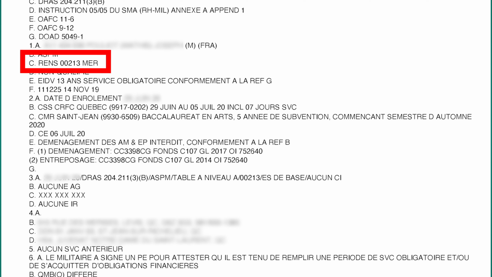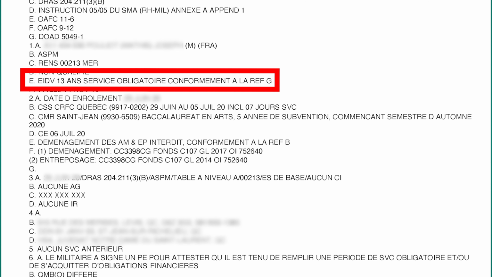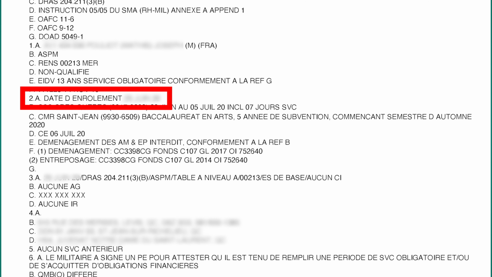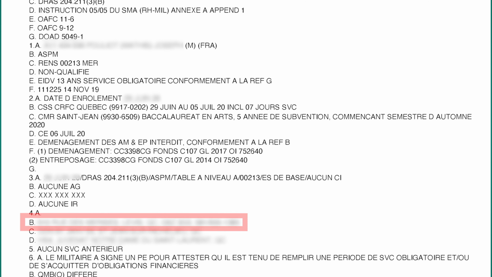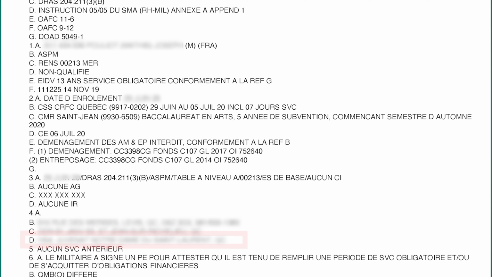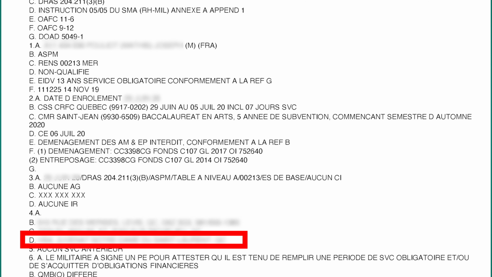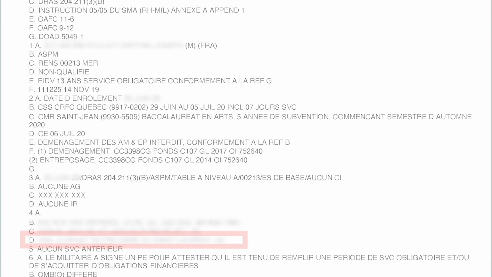Military occupational group. Para 1E. Terms of service. Para 2A. Date. Should be the date of your enrollment. Para 4A. Family status. If you have children, check information on their sex and year of birth. Para 4B. Address at time of enrollment. Para 4D. Highest level of education.